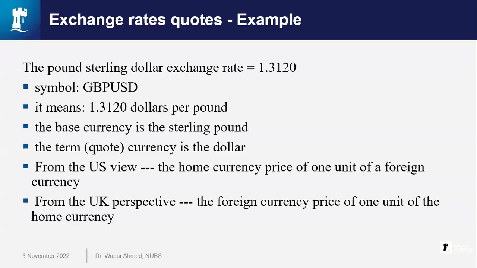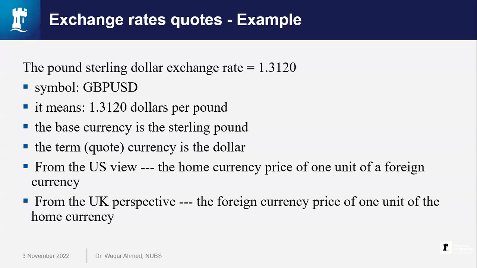Okay. So 1 pound, in other words, is equal to $1.312. So the base currency in this case will be the pound, right? Because that's presented in 1 unit. Okay. And the term currency is dollars. Good. Okay, good. So the quote can be direct or indirect.